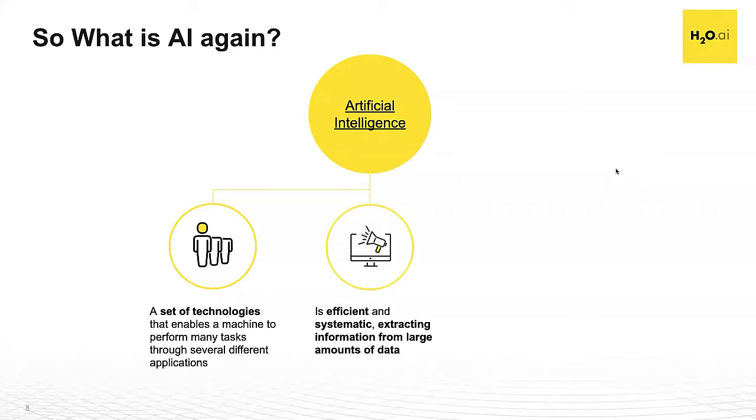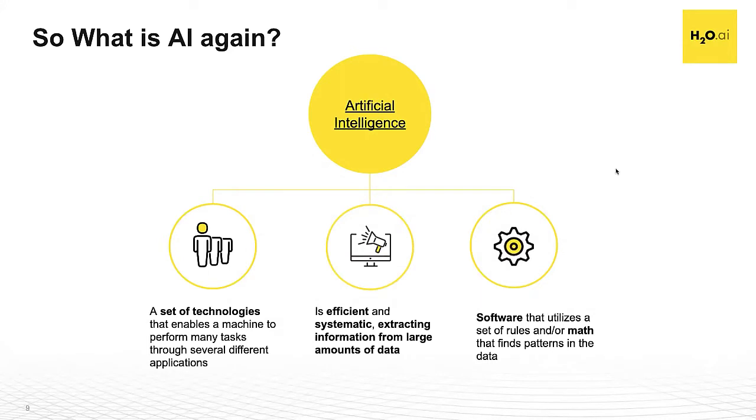What makes AI useful is that it's really efficient and it's systematic, and it enables a machine to take large amounts of information and extract insights from it. So if you think about that, once you get past all of the fancy and really interesting terms, AI utilizes a set of software that uses a set of rules and or math to help find patterns in the data.